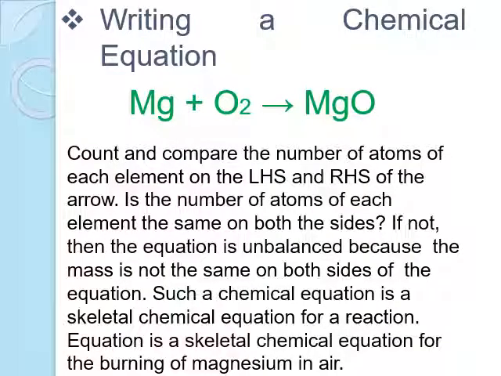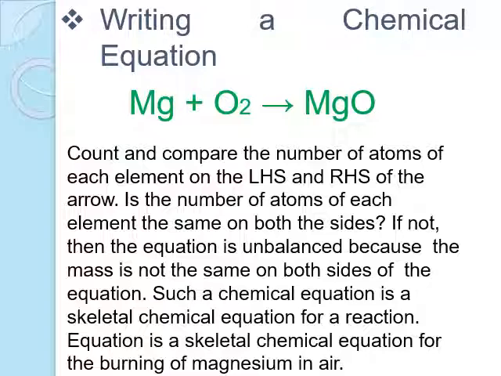Now, writing a chemical equation. For example, the word equation we have seen. Now, how to write the chemical equation? We have to use symbolic representation. Like for magnesium, we have to use Mg. For oxygen, we have to use O2 because oxygen is a diatomic molecule, O2. It gives the product magnesium oxide, so we have to write MgO.